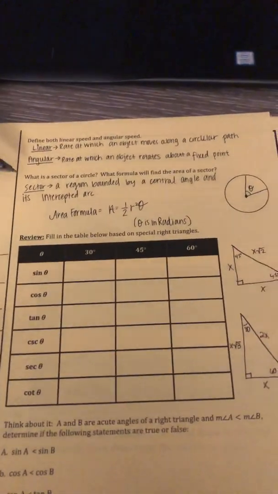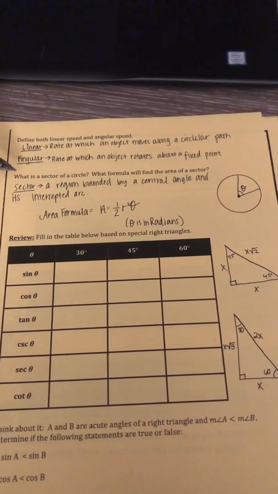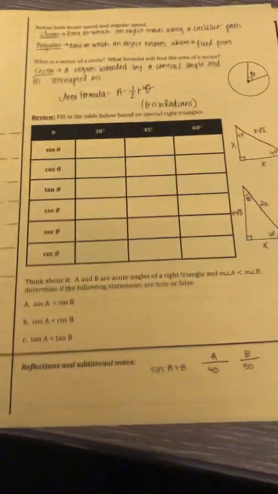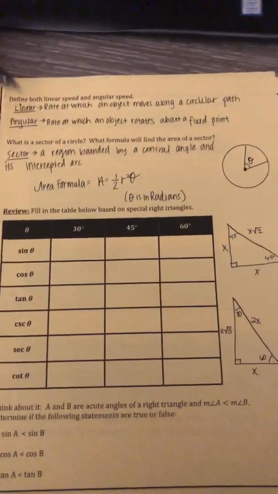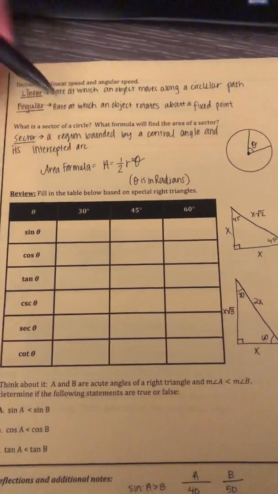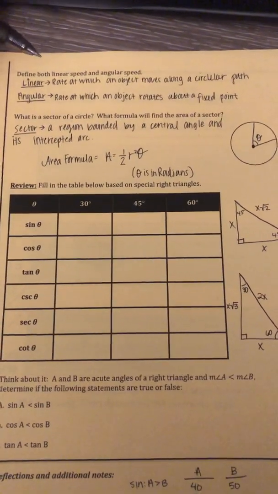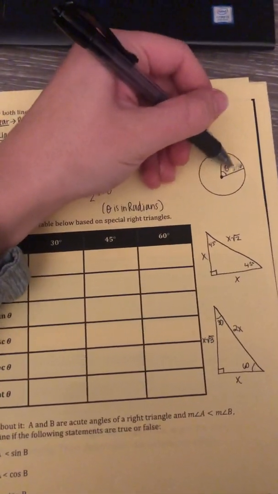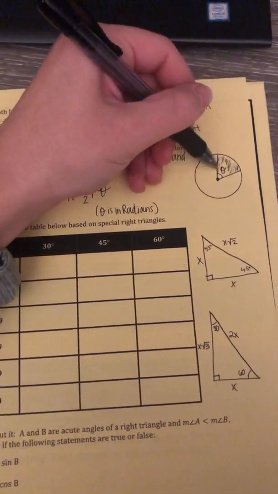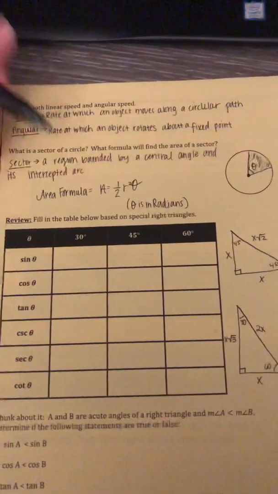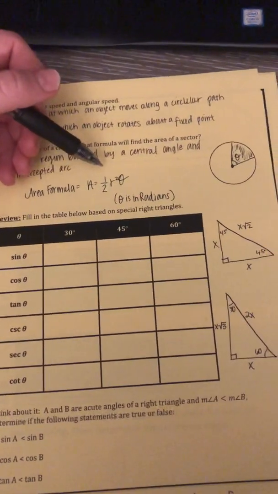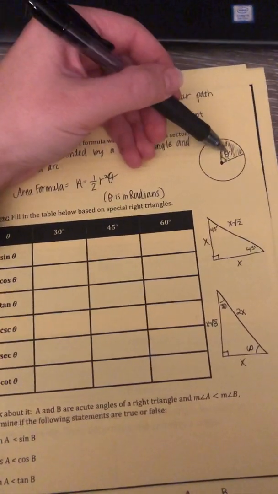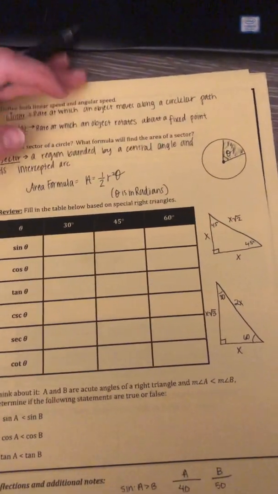All right. What is a sector of a circle? What formula will find the area of the sector? All right, a sector is a region bounded by a central angle and its intercepted arc. So I've gone ahead and drawn an example of a sector. Basically, it's going to be like a section. All right, and then we would find the area by doing 1/2 times the radius squared times the measure in radians of that angle.